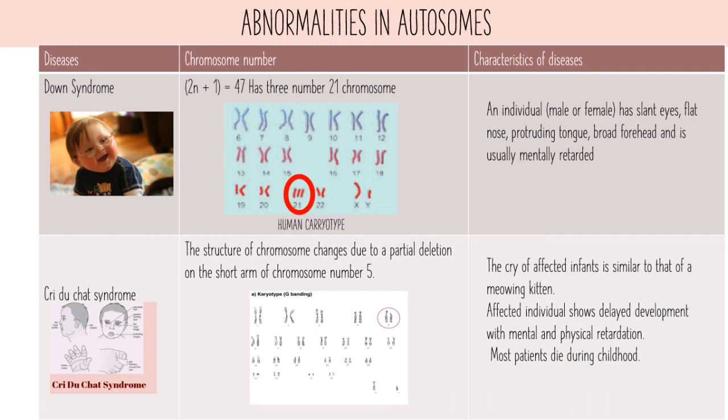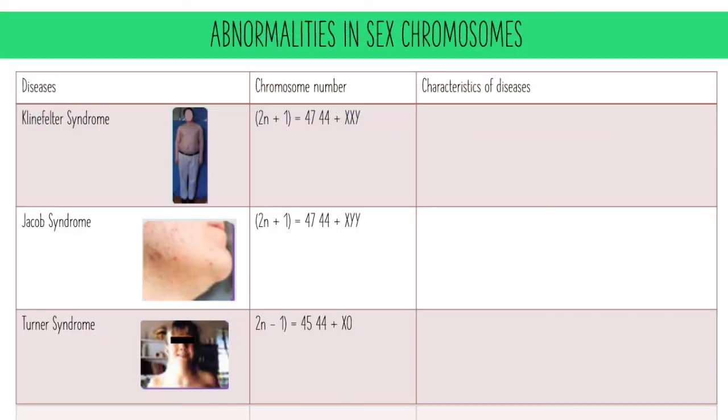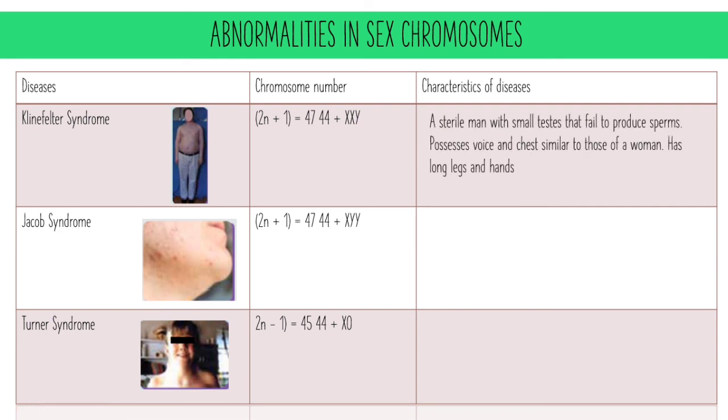So Klinefelter syndrome, Jacob syndrome, and Turner syndrome ni abnormality in sex chromosome. So Klinefelter syndrome, the number of chromosomes is 47, which is 44 plus XXY. So the sterile man with small testes that fail to produce sperm, possesses voice and chest similar to those of a woman, and has long legs and hands.